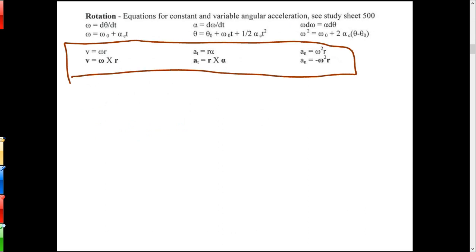Rotation, we just actually went through a little bit of that. You can do it vector or geometric, either way. We've also got these relationships up above that describe constant and instantaneous types of alphas. So if you've got alpha as a function that changes, use the top equations. If alpha is constant, use the ones below.